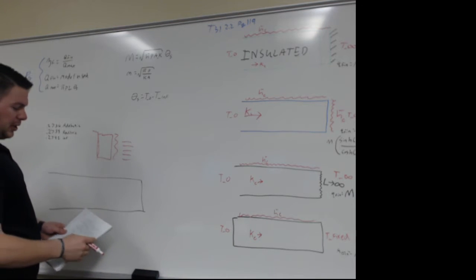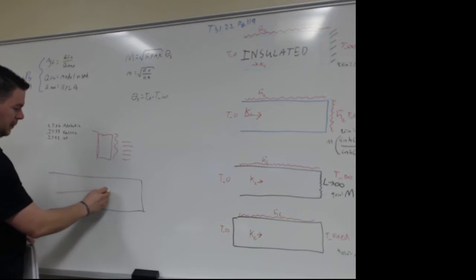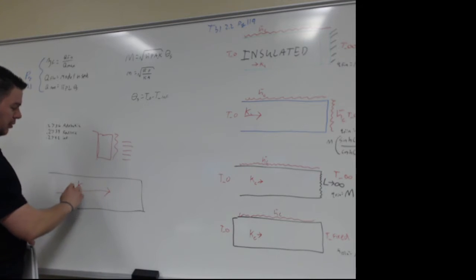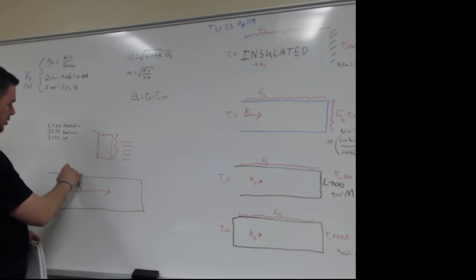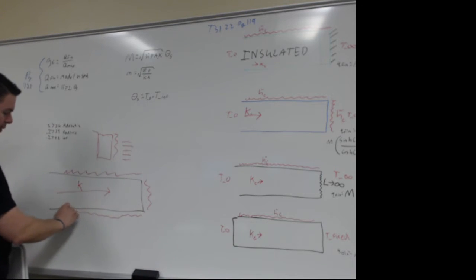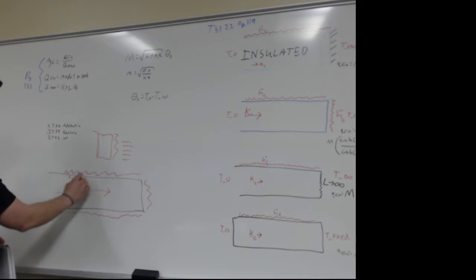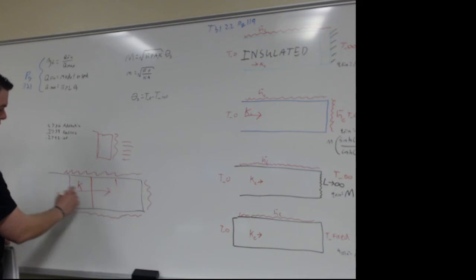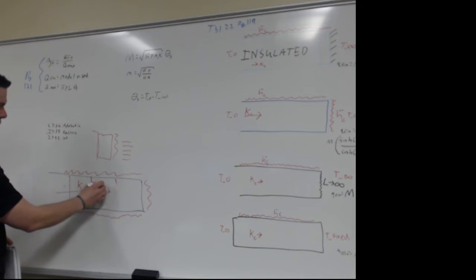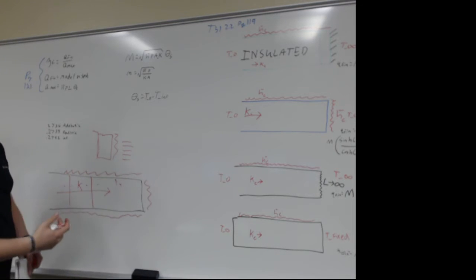So where it gets complicated for the calculation is this fin is going to be conducting heat through its conductivity while it's convecting heat away from itself with all the surface area around it. And as you move from point to point, you're losing more temperature as you go, meaning that less and less heat is radiating off on the far end.